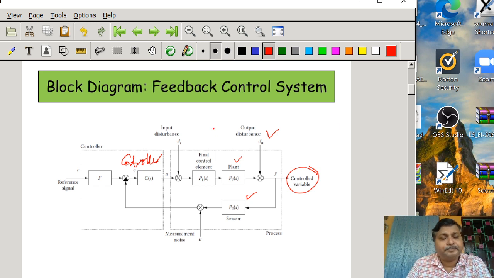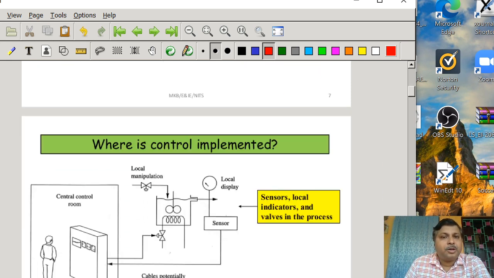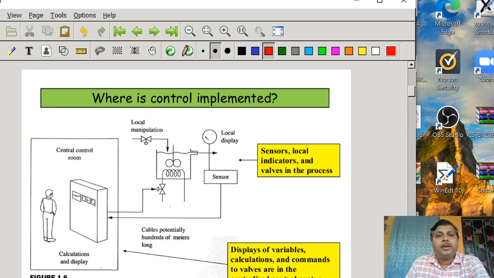And from here it is also established that with less human intervention we can achieve the desired output by the feedback control mechanism. Now another important aspect is where this control is implemented, because then it will also be clear how the revolution in automation has come. So where is the control implemented?